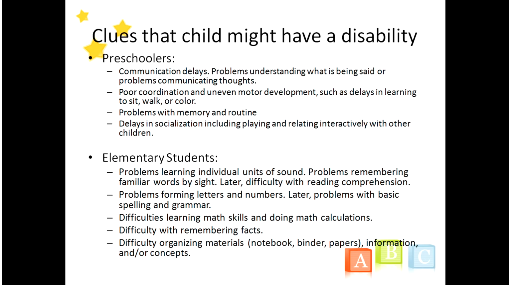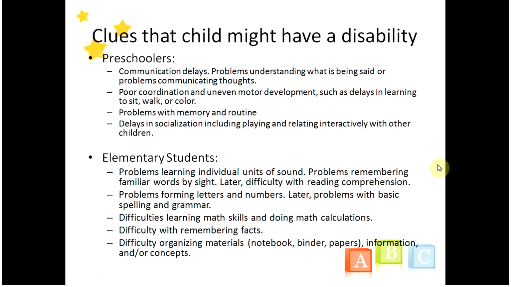Clues that a child might have a disability. For younger students, such as preschoolers, we look for things such as communication delays. If they don't understand, if they have trouble communicating their thoughts, these are issues that might indicate a disability. Poor coordination, uneven motor development, delays in learning to sit, walk, or color, problems with memory and routine, and delays in socialization, including playing and relating interactively with other children.